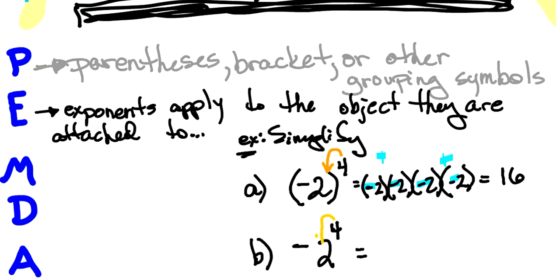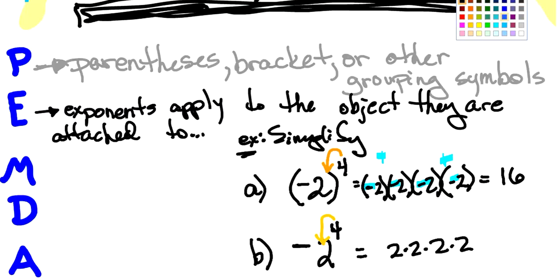Now, this exponent of 4 is only attached to what? The 2. So that is what gets written. Only that object gets written 4 times in multiplication. So 2 times 2 times 2. And then everything else comes along for the ride. So that negative sign, and I'll put it in blue, this guy is blue because he's all sad and alone, right? That just goes along for the ride out in front.